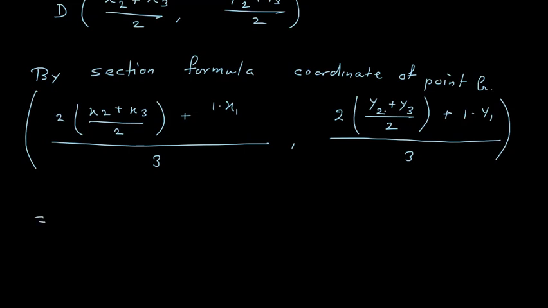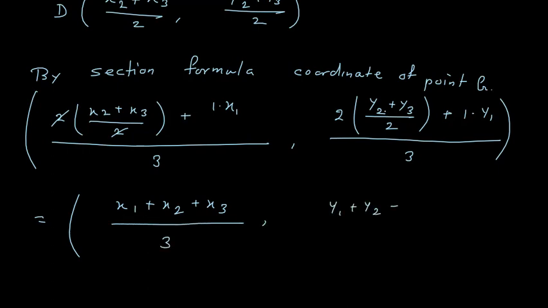So this is equal to, now here this 2 and 2 will cancel, so here you will get (x1 + x2 + x3) whole divided by 3, comma here we have (y1 + y2 + y3) divided by 3. Okay, so this is the centroid formula. So now let me list all the formulas that we discussed so far.